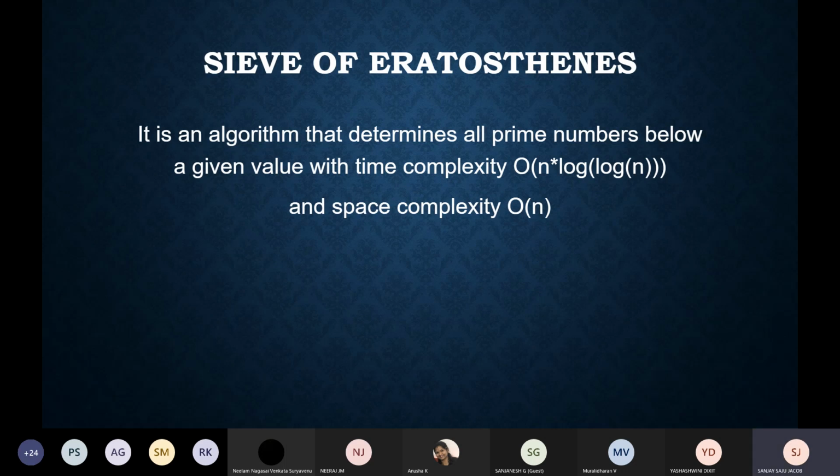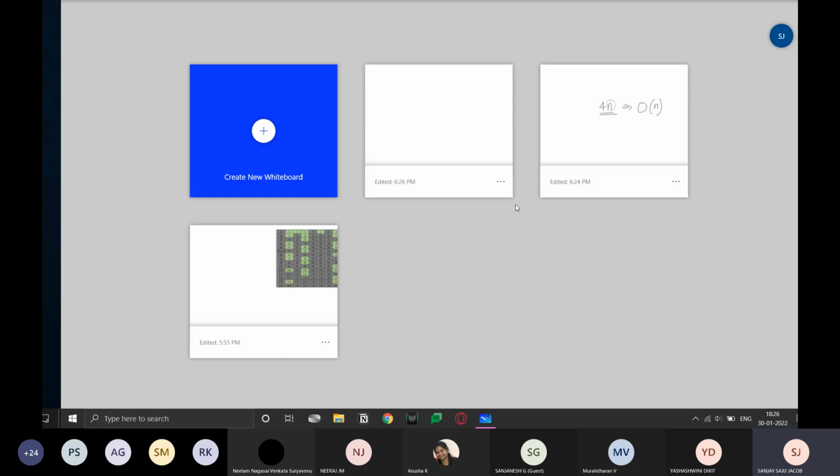algorithm. What this algorithm does is very simple. It determines the prime numbers till a given value. If you give me a value n and tell me to find all the prime numbers less than n, it will find them for me in this time complexity and this space complexity. So this is very smart. I'll tell you what I mean.